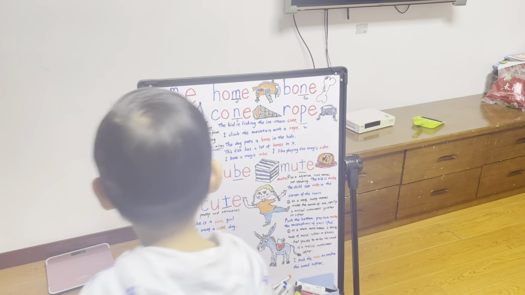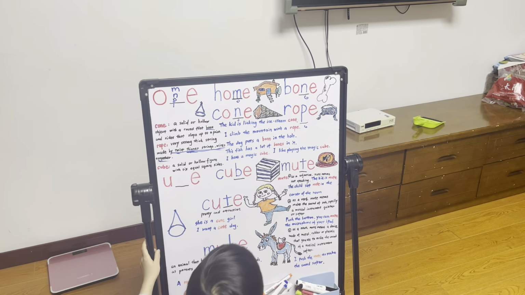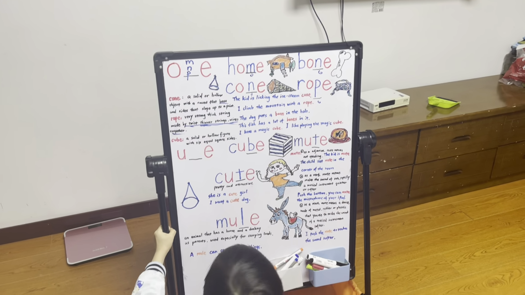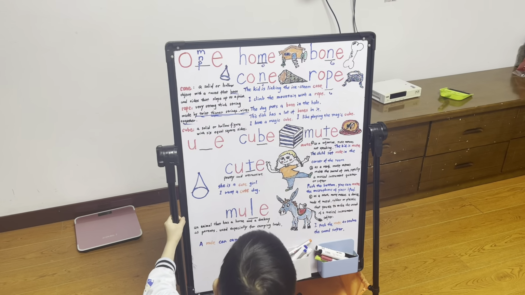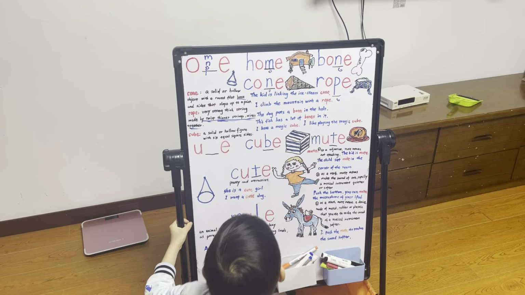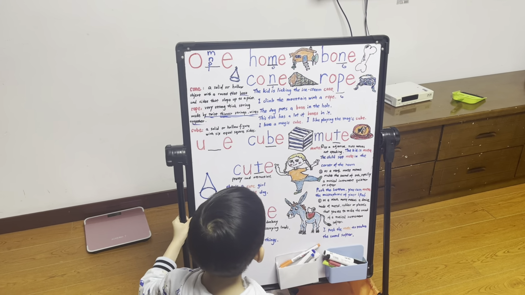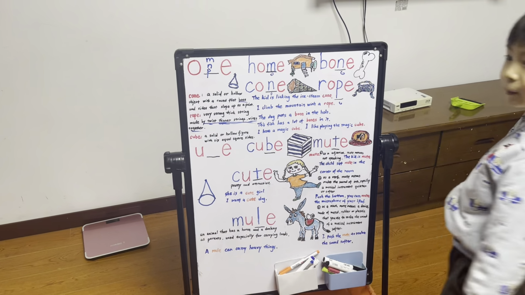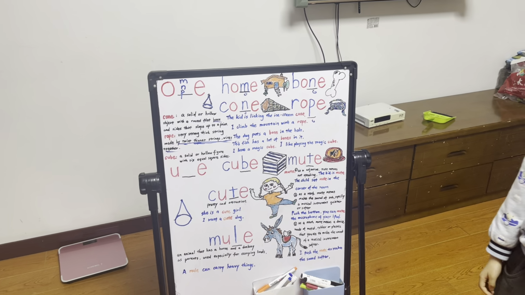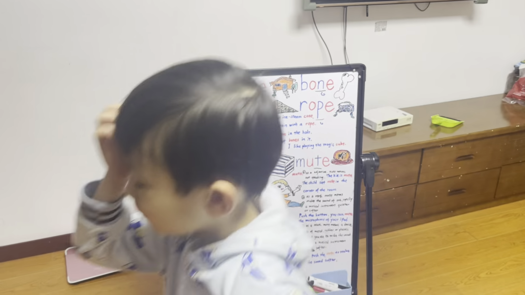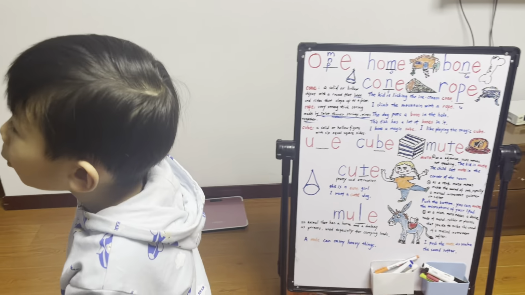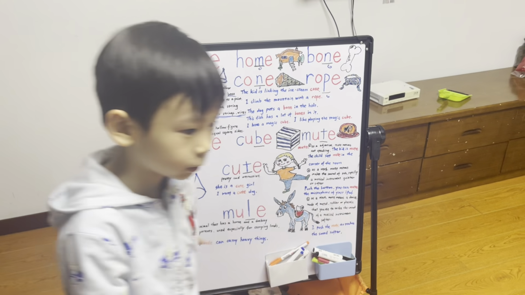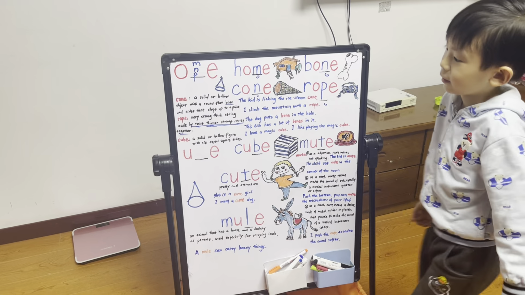Okay. Next one. U and E. How do you say U-B-E? Cube. A cube. Do you have a magic cube? Yes. Okay. Do you like playing magic cube? Yes. Okay. Next one. It is colorful. Okay. Next one.